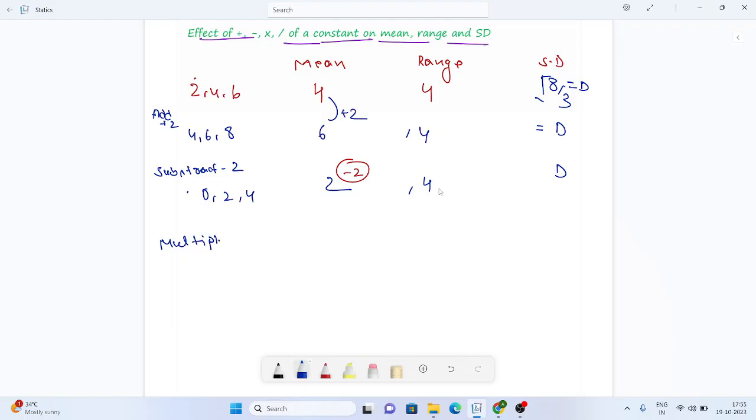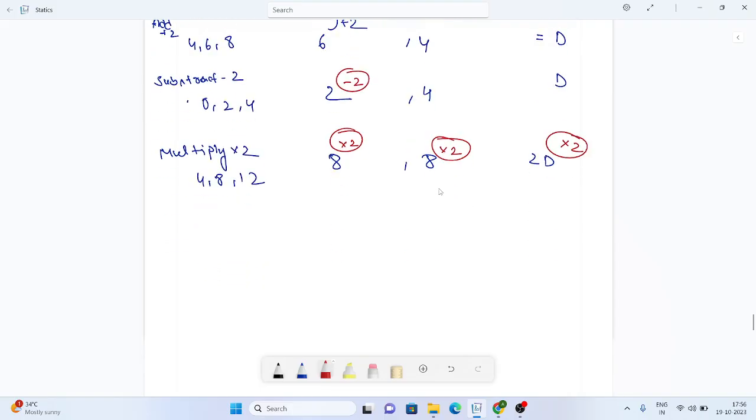Okay, now I multiply by 2, so I get 4, 8, 12. What is the mean? The mean is 8. What is the range? The range is 8. And what is the standard deviation? 2D. So when we do multiplication, the mean is multiplied by 2, the range is also multiplied by 2, and the standard deviation is also multiplied by 2. So when we do multiplication, all three, mean, range and standard deviation, change.